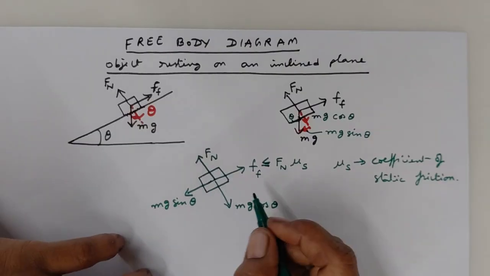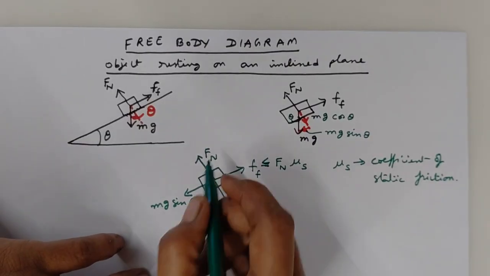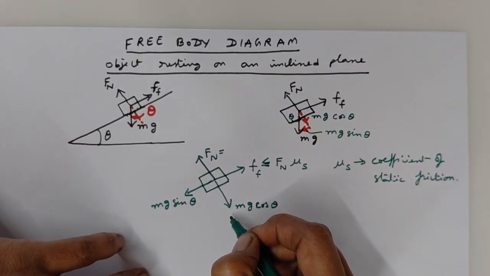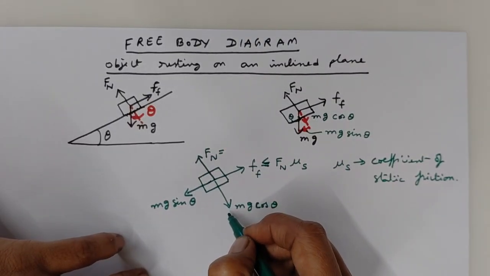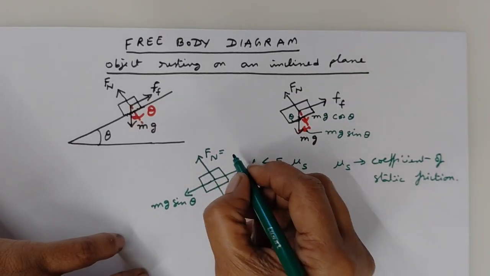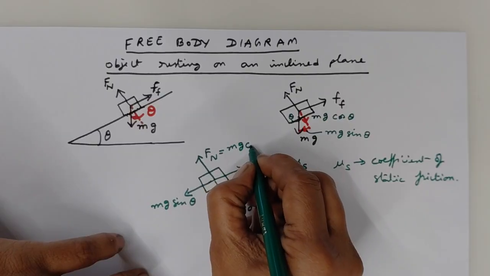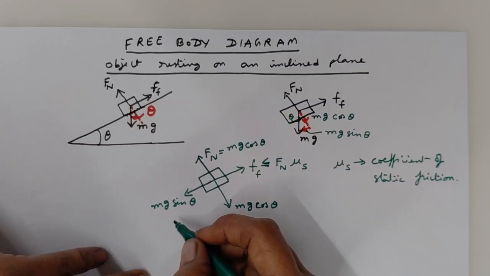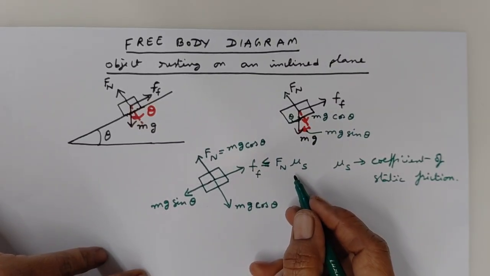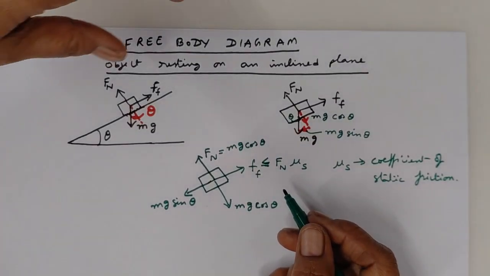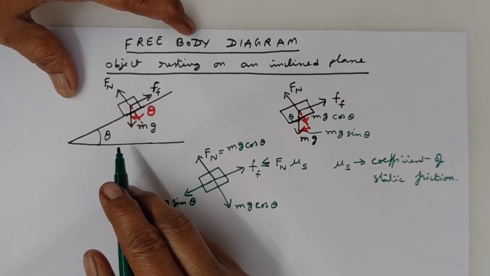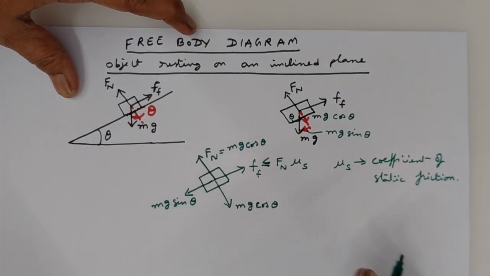So let us see, what is this Fn? When you consider the equilibrium of the forces acting perpendicular to the inclined plane, Fn is equal to mg cos theta. This is mg sin theta, and this is less than or equal to Fn into mu s. So we are considering the case where the object is in the static condition, right? It is not moving.